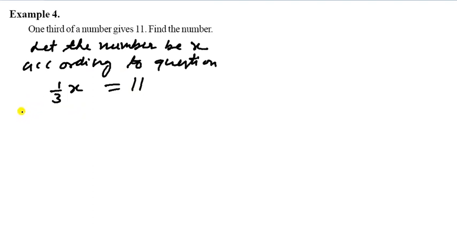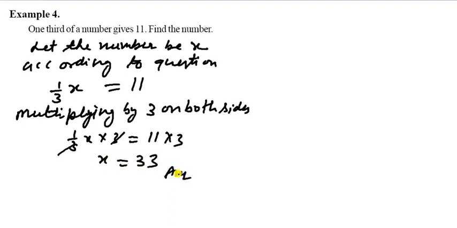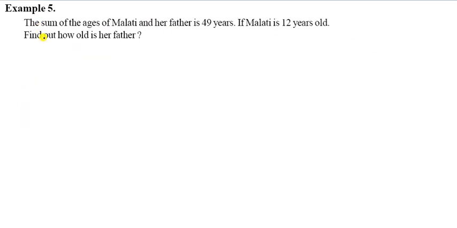Now multiplying by 3 on both sides. What will happen? So 1 by 3 x into 3 is equal to 11 into 3. So 3 will be cancelled out. So x will be equal to 33. So that one is your answer. You can check here: when 33 is divided by 3, it gives 11. So 11 and this 11 both are the same. So our answer will be correct.